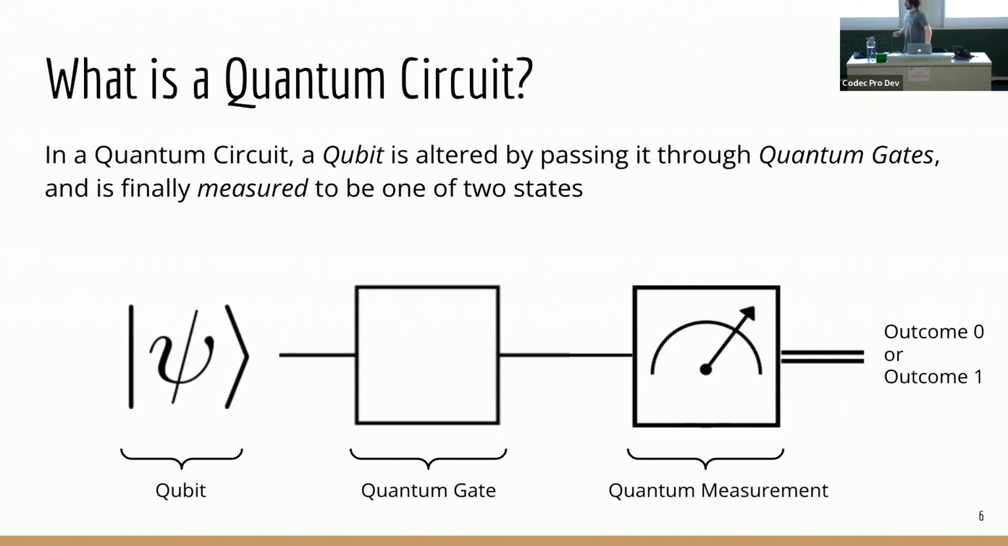And what we have here is a quantum circuit diagram. We can think of essentially the qubit as traveling from left to right and being altered. So initially we start with some qubit here, psi. It will metaphorically travel along this wire and pass through a quantum gate. And then it will travel to be measured. And when we measure the qubit, we will observe one of two outcomes.